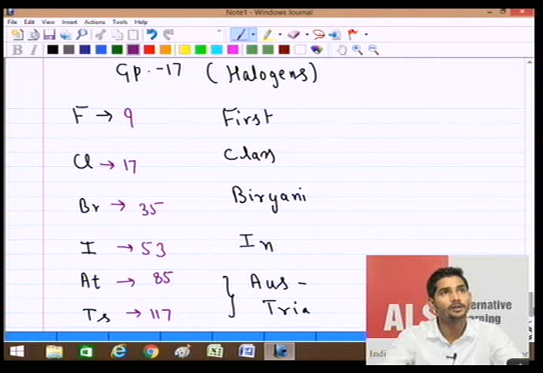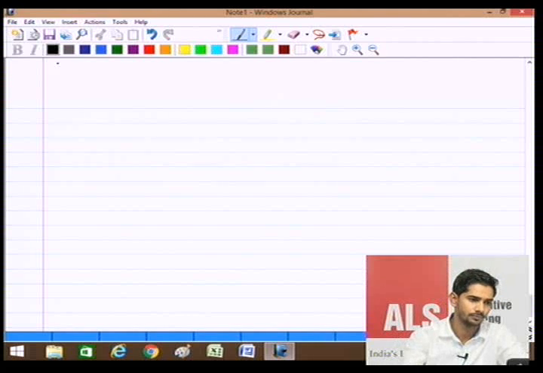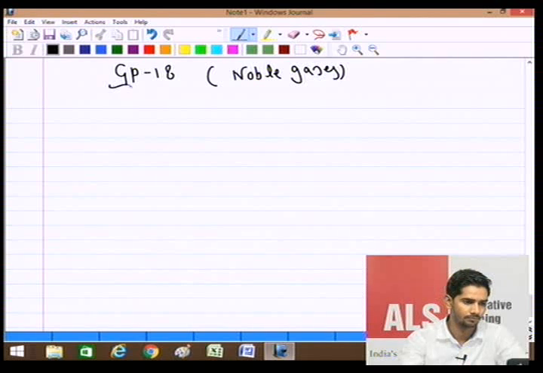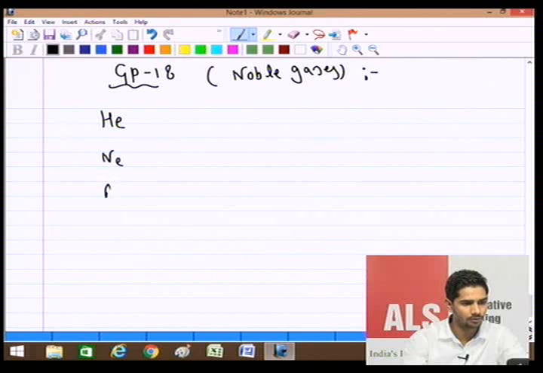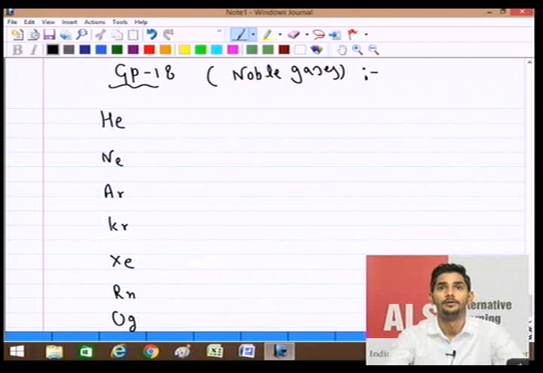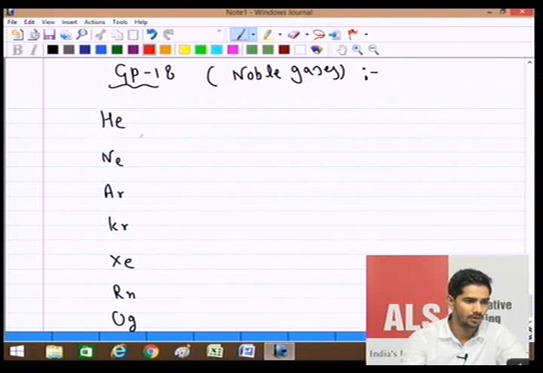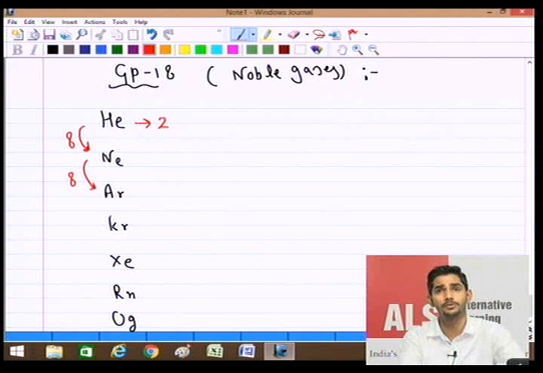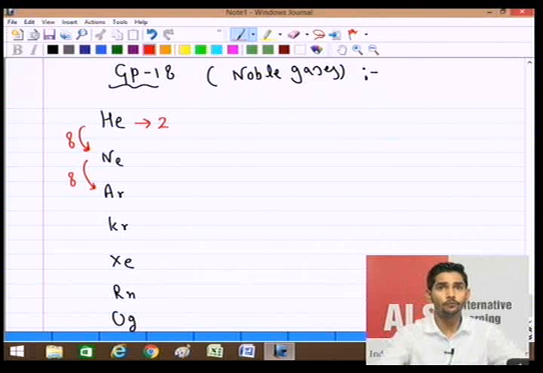So guys, let's start with the last group of P block. 18. Noble gases. This is your helium, neon, argon, krypton, xenon, radon, and OG, oganesson. Okay, the atomic number of helium is 2, add 8, and then again 8. These are the magic numbers used over here. Magic numbers are actually the electronic configurations of the noble gases.